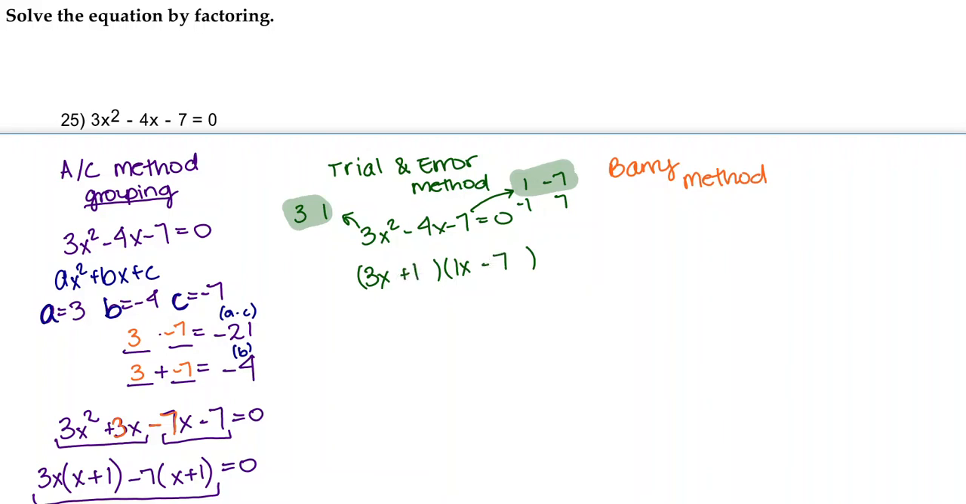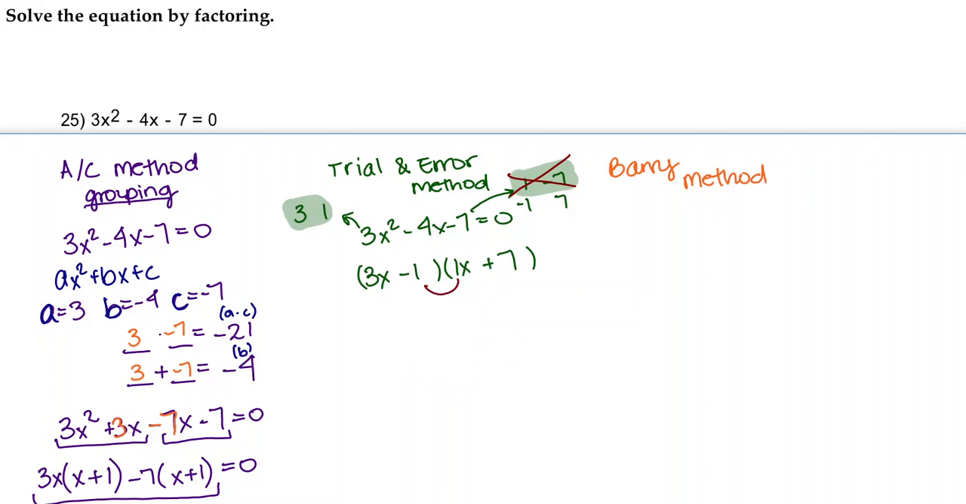+1 and -7. Now in order to see if this works, you multiply these two together, so the 1 and the 1x giving us just 1x, and then the 3x and the -7 giving us -21x. So when we add these together, we get -20x, and since that is different than what we have here, then this does not work. Let's try -1 and +7.